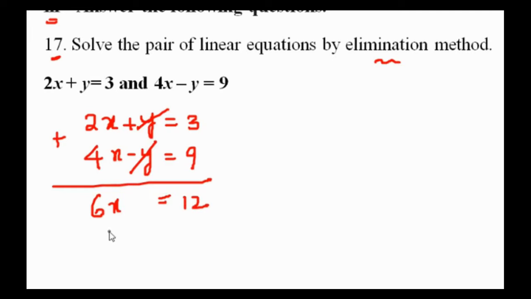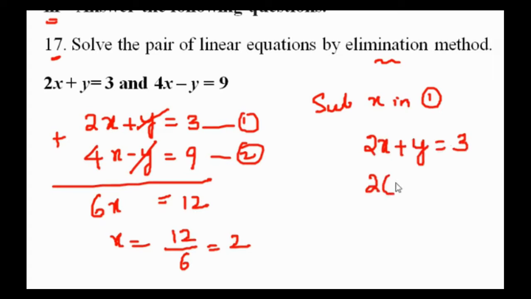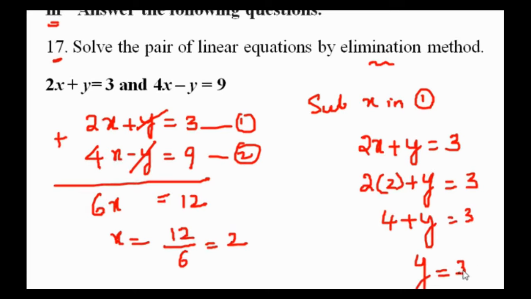So 6x is equal to 12. x will be obviously 12 by 6 which is nothing but 2. Once we got the x value, we have to substitute the x value either in the first equation or the second equation. We can take this one as first and this as second. We'll replace x with 2 in the first equation. The first equation is 2x plus y is equal to 3. We got x value as 2, so we'll replace with 2 and the remaining terms as they are. 2 2s are 4. 4 plus y is equal to 3. y is equal to 3 minus 4.